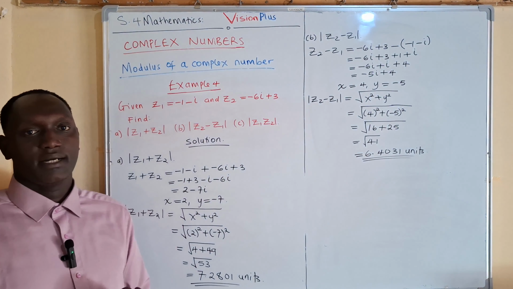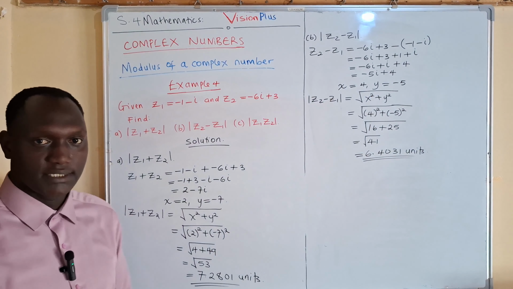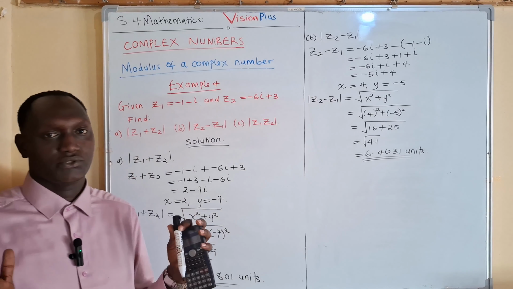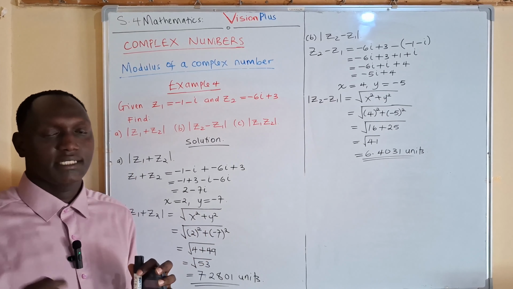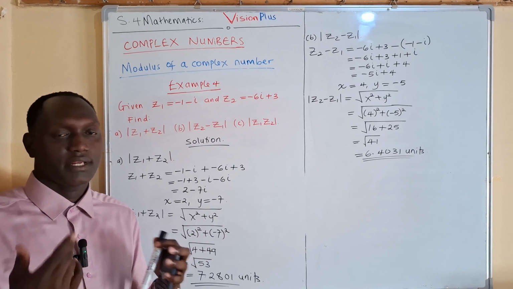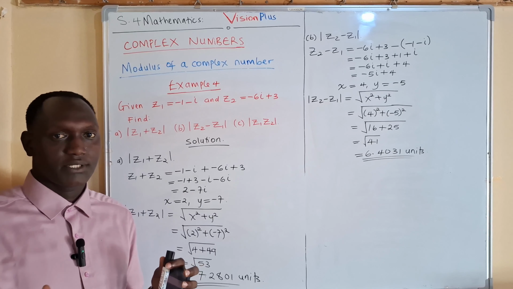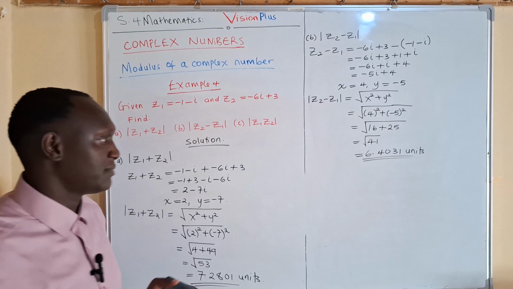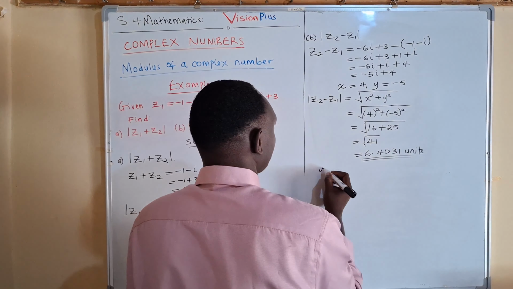Now the concept is, as long as they're asking for the magnitude and they're adding the numbers, first add the numbers, or in case of subtraction, you first subtract the numbers. They could give you as many complex numbers as possible.